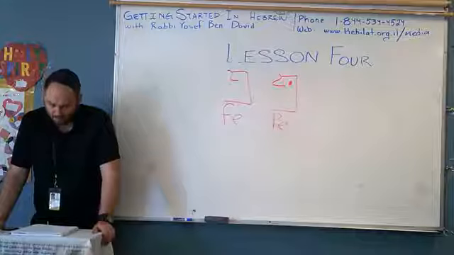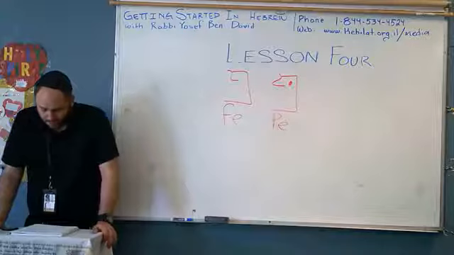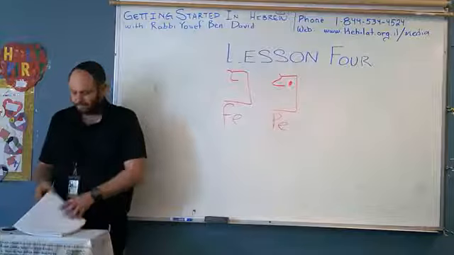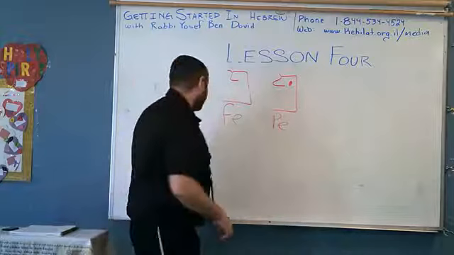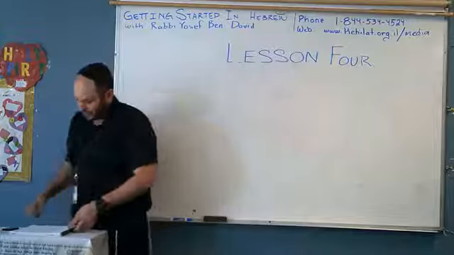The next word is podeh, which means ransomer. And then the final word is pidyon, which means ransom. Now we are going to learn the very next word, which is the Pei Sofit, which is the final Pei, by the way. If you remember, last lesson, in lesson 3, we learned a lot of final letters. So this letter is actually a final letter.